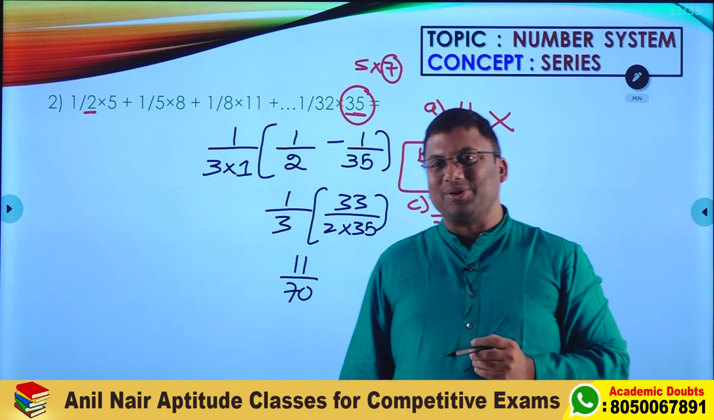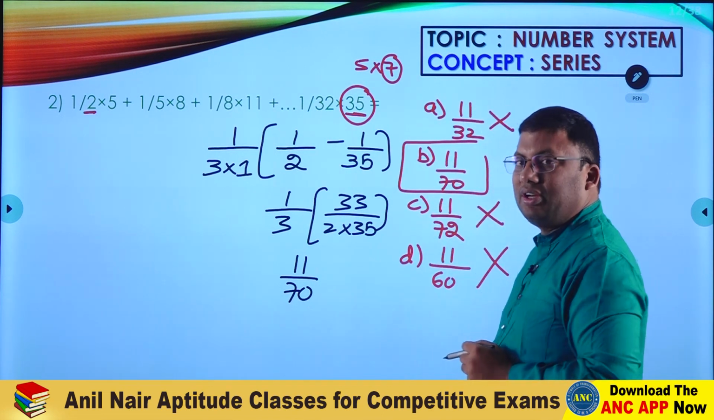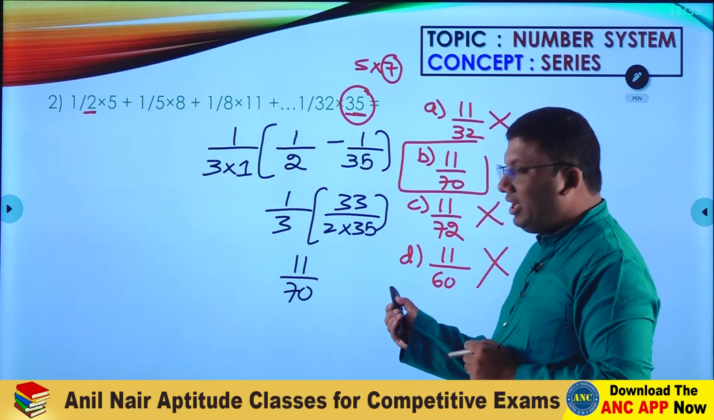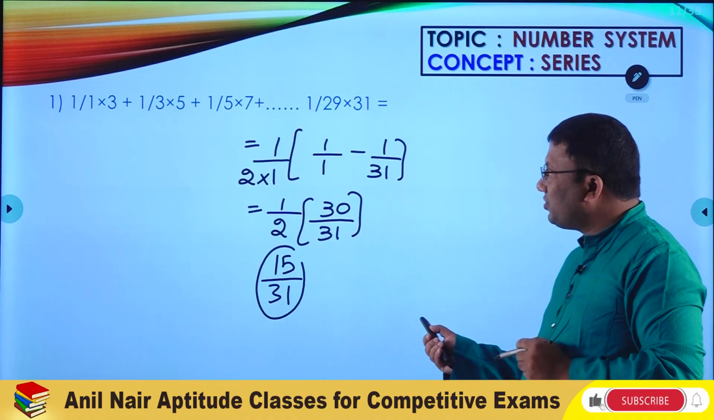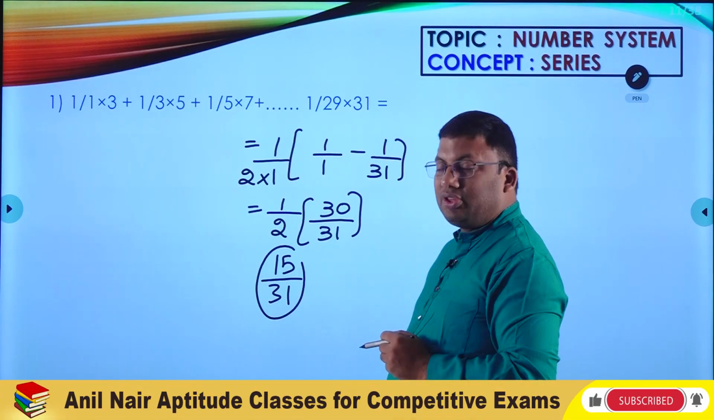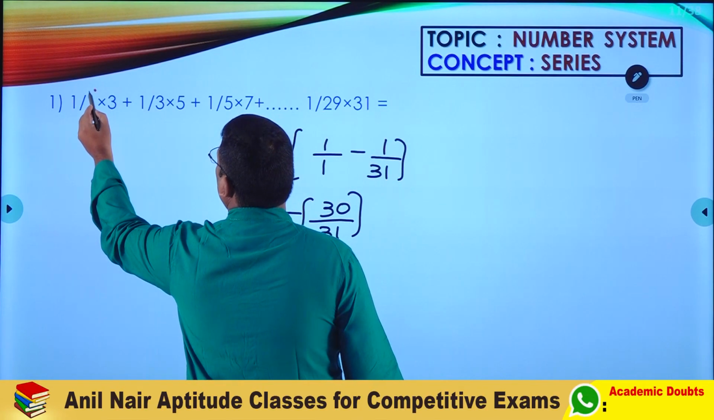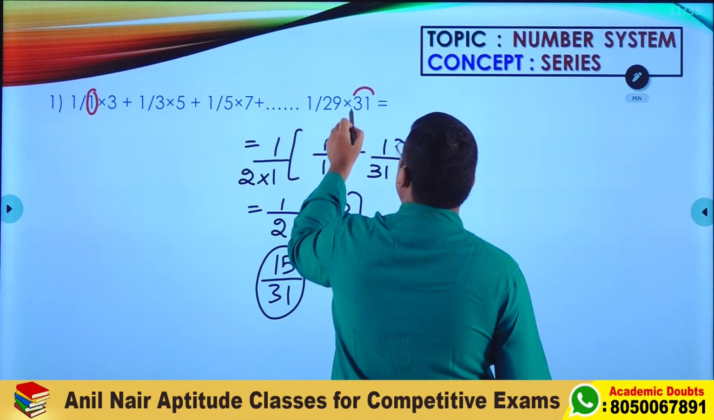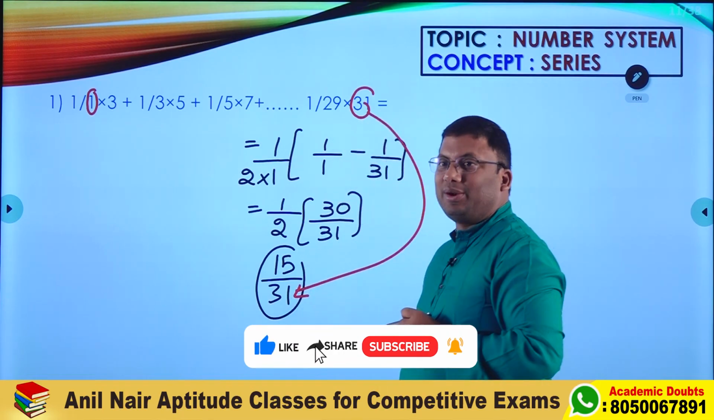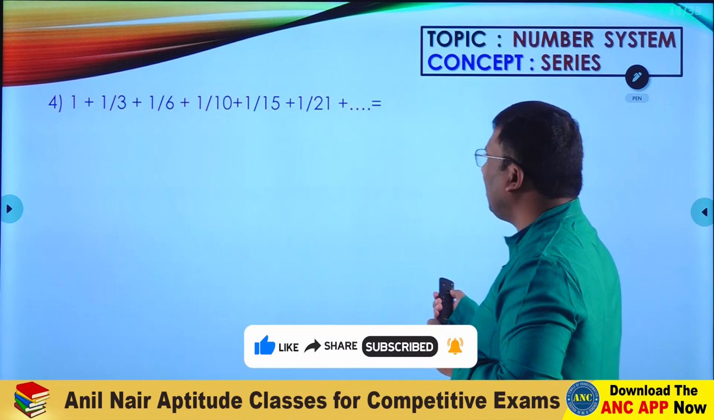Just by looking at the question, we will get the answer. Are you all with me? Not only here, 3 values, 4 values. See here: 1 by 1 into 3, 1 by 3 into 5, 1 by 29 into 31. First value and last value. The denominator should have a value related to 31.